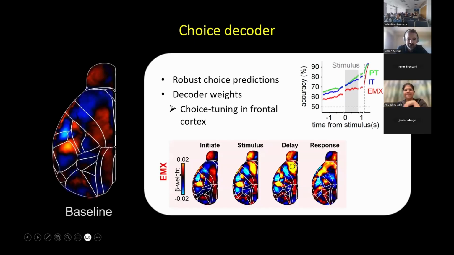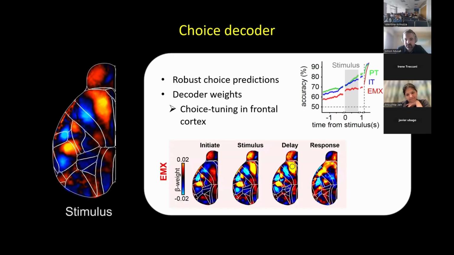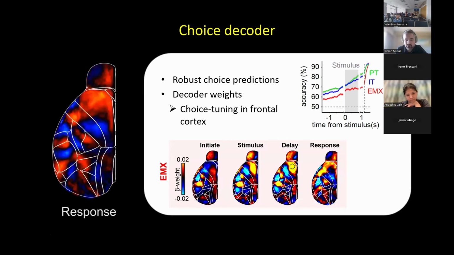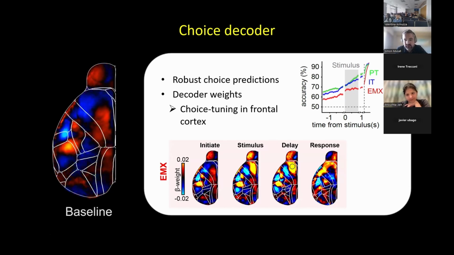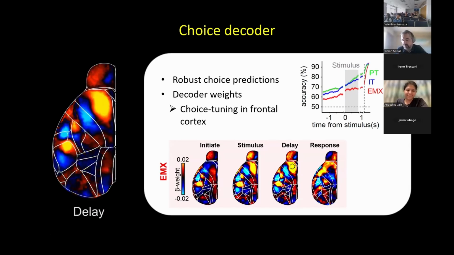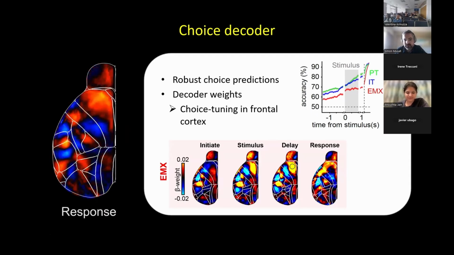Okay, so this decoder also gives us weights. These weights can be interpreted in a similar way to what we get from regression models. In that case, it's just a bit different in terms of how you interpret it, because it's not really the change in neural activity itself. It's the weight that you put on the neural activity to do a good job in predicting the choice, right?